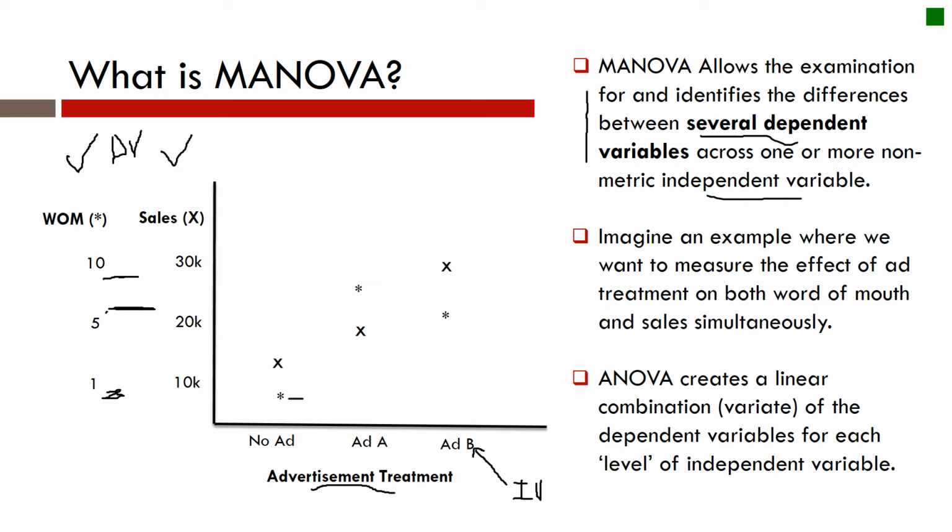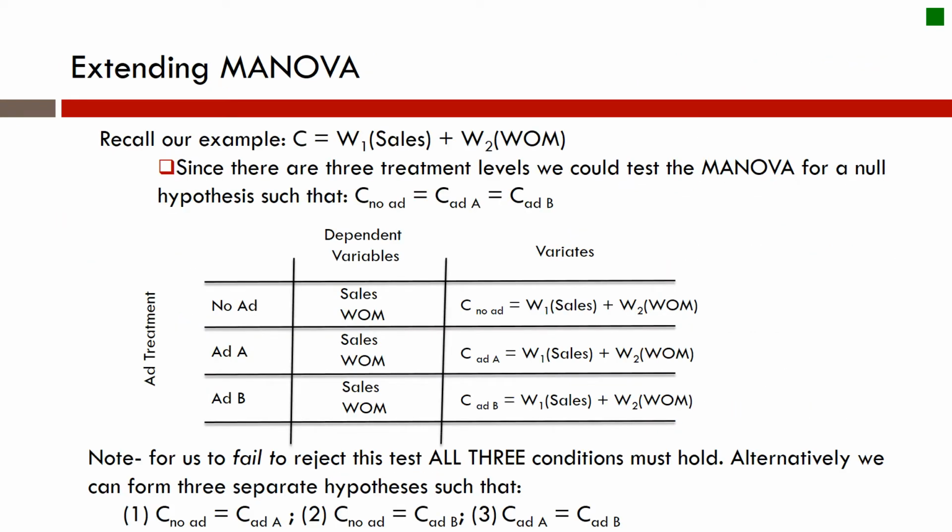So MANOVA creates a linear combination, or variate, of the dependent variables. This should say MANOVA, I don't know why I have that. Sorry about that. MANOVA creates a linear combination, a variate, for the dependent variables. So if we look at this in a little bit more context, I know there's quite a bit on this page, but we'll just walk through it.